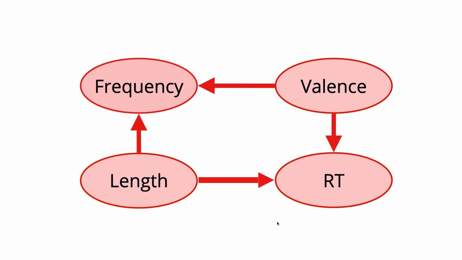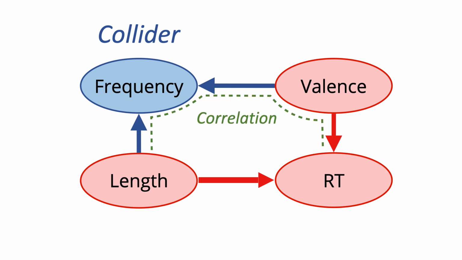So here's our little model of how the world works. Assuming this is a good model, then you can notice that we've actually created a collider. So length, frequency, and valence, this relationship is a collider relationship. So what does this mean? There is a correlational path from length to reaction time, but it's being blocked by this collider. So actually, in this case, we don't need to do anything to control for the effect of frequency or valence, because it's already being controlled for. This non-causal path is already being blocked by this collider.